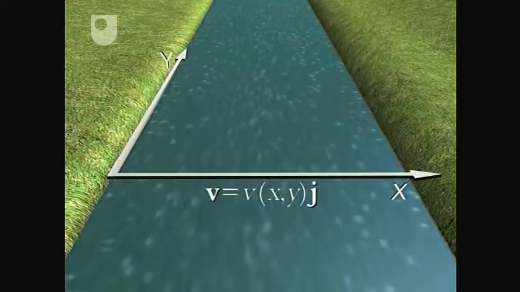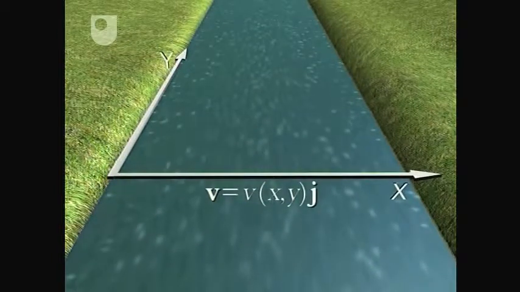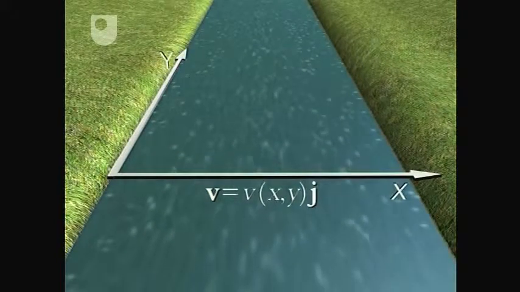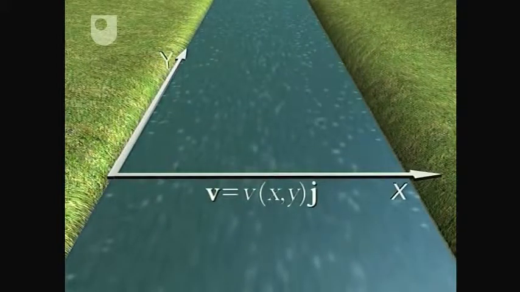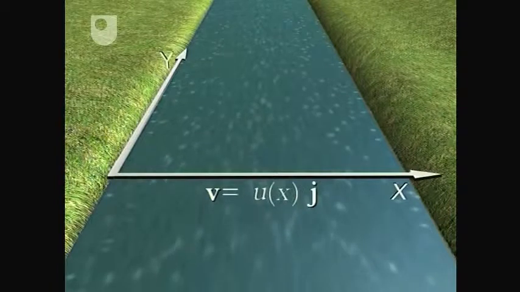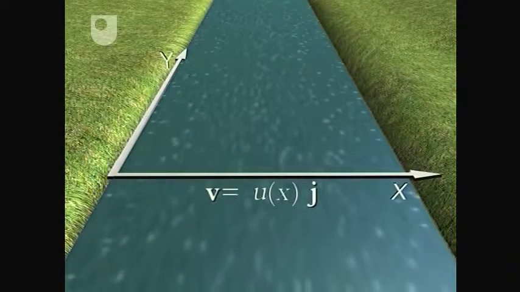We'll assume that for this short stretch of the river, v of x,y doesn't depend on y. In other words, the velocity at any point only depends on its distance x from the left bank. This implies a model surface velocity field of the form v of x,y equals u of x, j. But what sort of function is u of x?